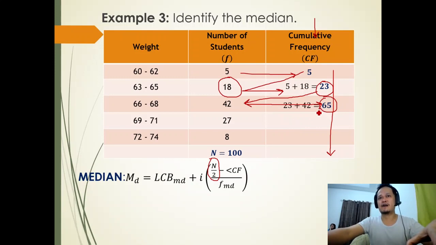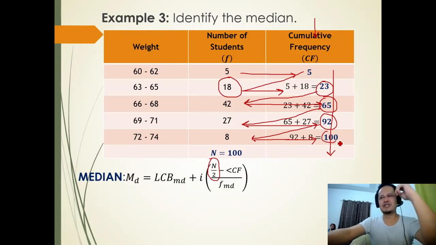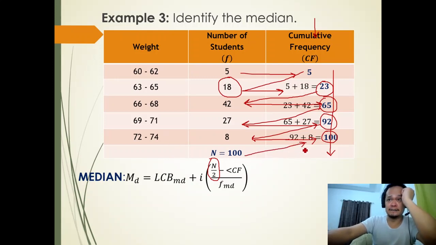Then 65 plus 27 gives you 92. And 92 plus 8 gives 100. Observe that the last cumulative frequency of the last class interval should equal your N. So this number here should be the same as this number here. We have finished with this column.